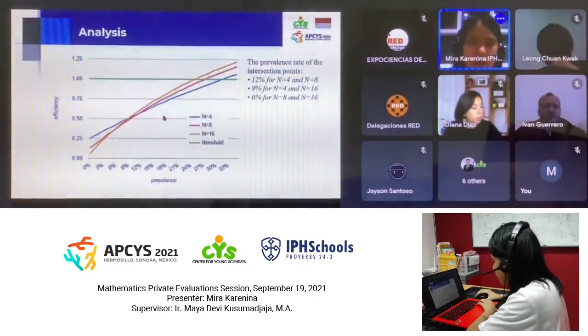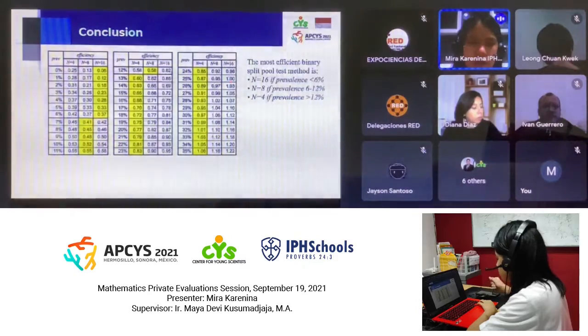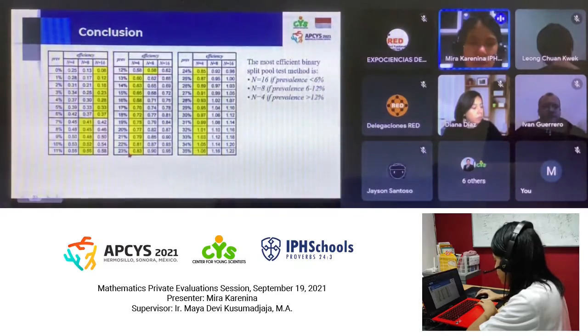And from that, we can see the prevalence rate of the intersection points, and also the intersection points of each graph with the threshold point. And as a conclusion, the most efficient binary split pool test method is the initial samples of 16 if the prevalence rate is lower than 6%, the initial samples of 8 if the prevalence rate is around 6 to 12%, and the initial samples of 4 if the prevalence rate is higher than 12%.